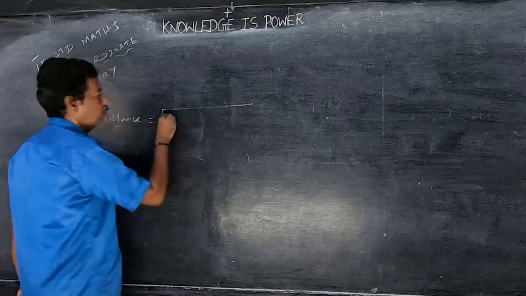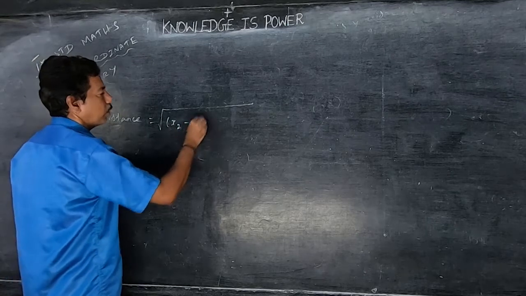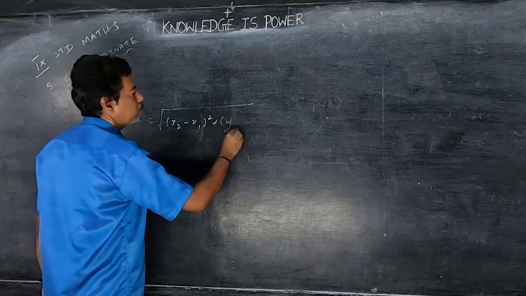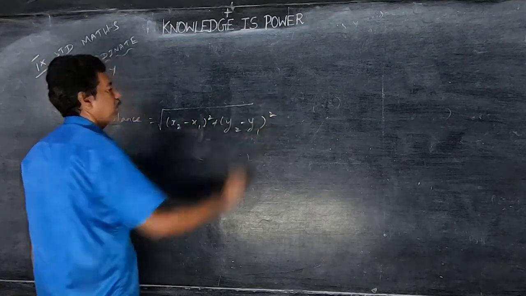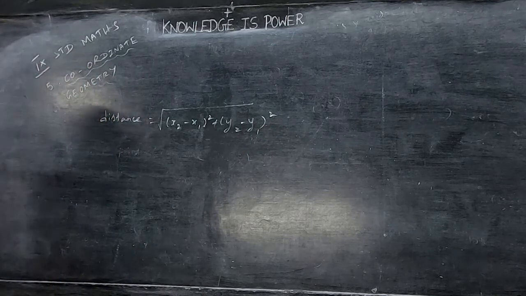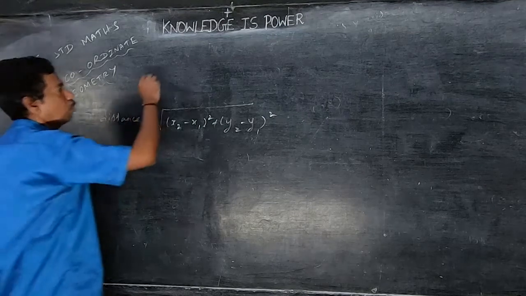Root of x2 minus x1 whole square plus y2 minus y1 whole square. This is a very important formula. How can we tell that?